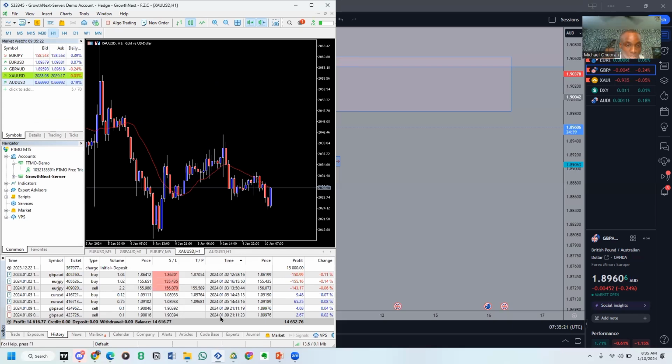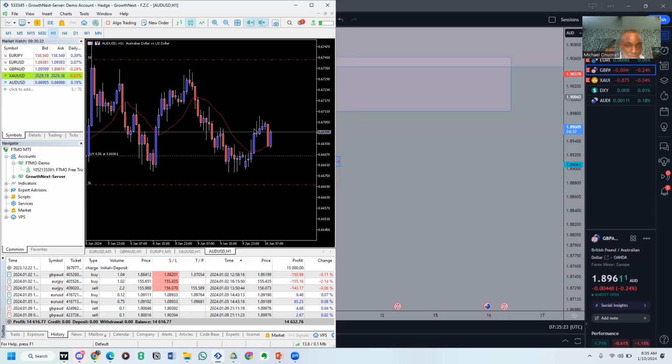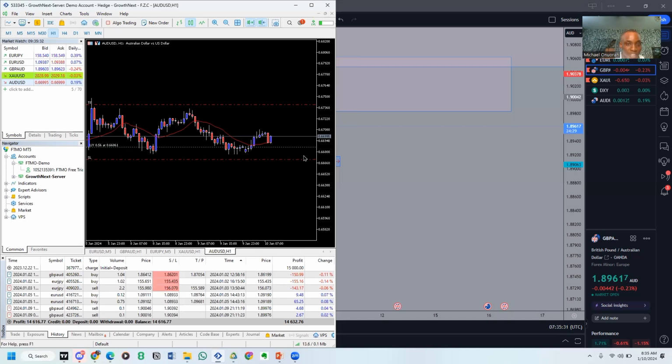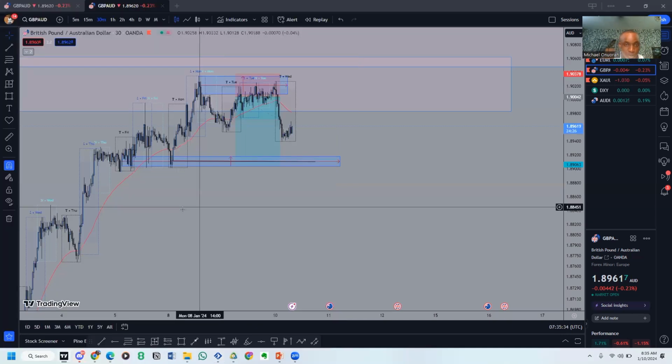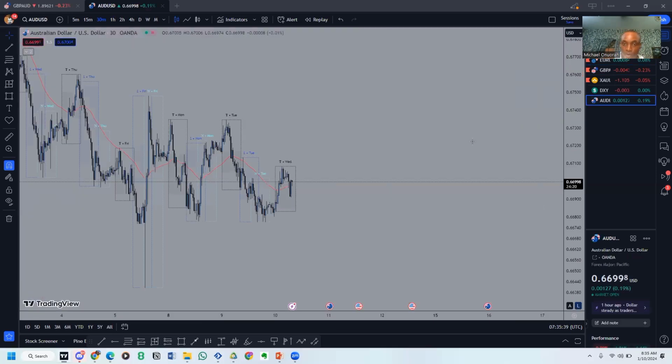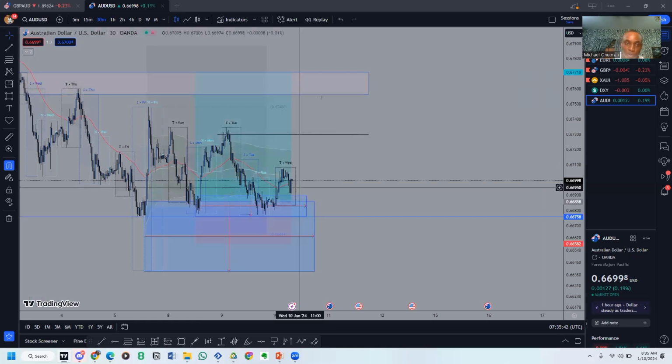AUD/USD is going as planned. I removed my SL from BE, right? See, my SL was at BE. I could have gotten taken out, but I know that AUD/USD is still going to break above all these highs. It's just trying to play the patience game, and the patient ones always win. So we just hold this position to this area.